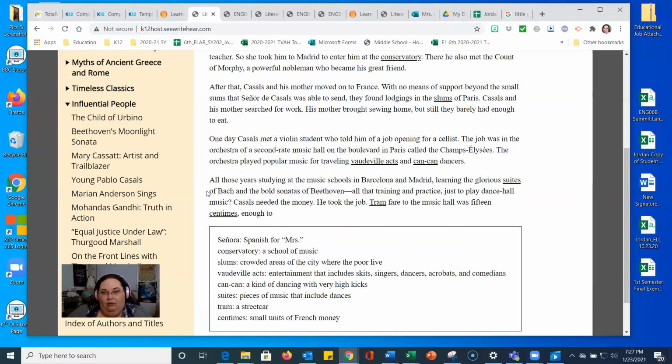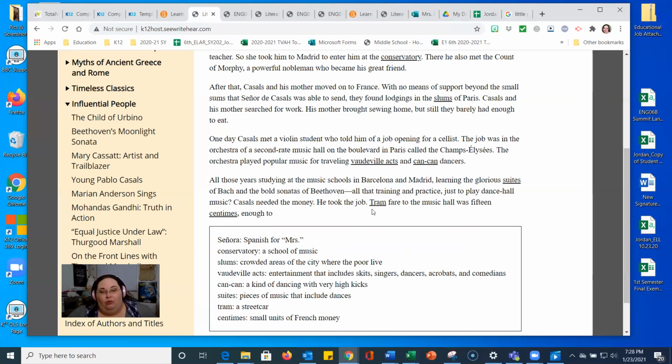All those years studying at the music schools in Barcelona and Madrid, learning the glorious suites of Bach and the bold sonatas of Beethoven. And suites are a piece of music that include dances. All that training and practice just to play dance hall music. Casals needed the money. He took the job.